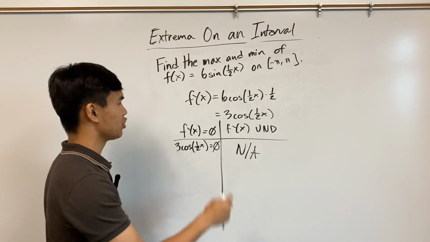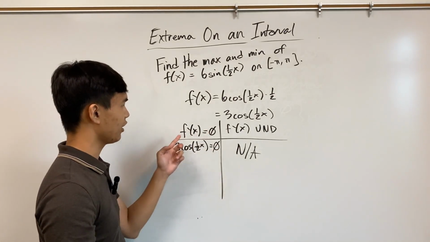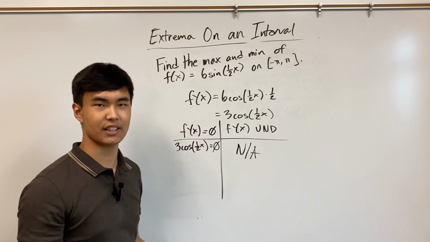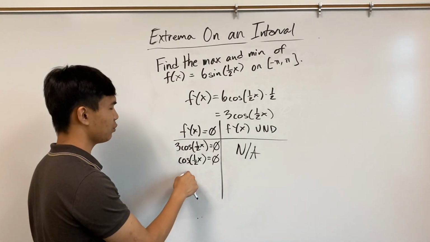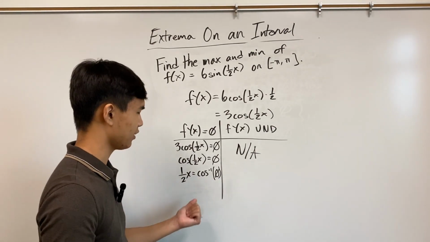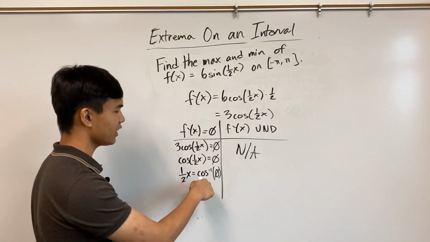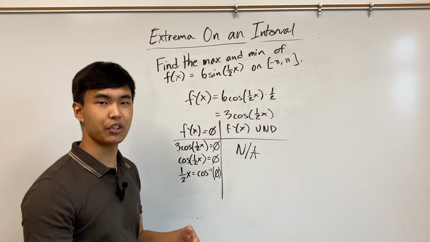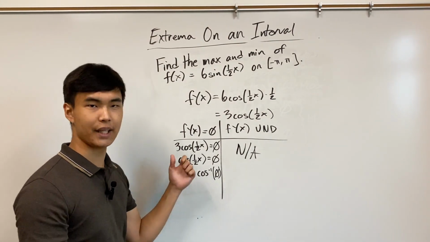And when we want to check when the derivative is equal to 0, we can just set our derivative equal to 0 and solve for x. Dividing by 3 on both sides, we see cosine of 1/2 x equals 0. That 1/2 x equals the inverse cosine of 0. This is basically asking the cosine of what angle gives 0. If you know your unit circle, you know that that's pi over 2 and 3 pi over 2.